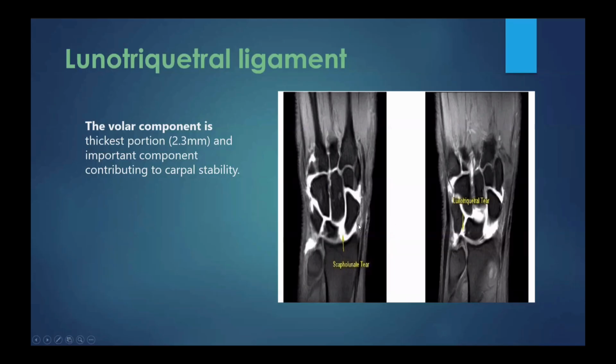This is an example of a tear of the lunotriquetral ligament, as we see discontinuity of the ligament here with extensive passage of contrast, and we see also a scapholunate tear with severe widening and non-visualization of the ligament.